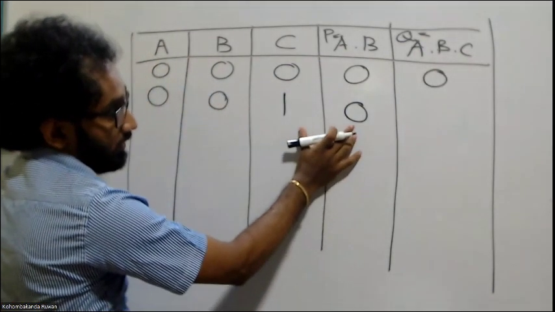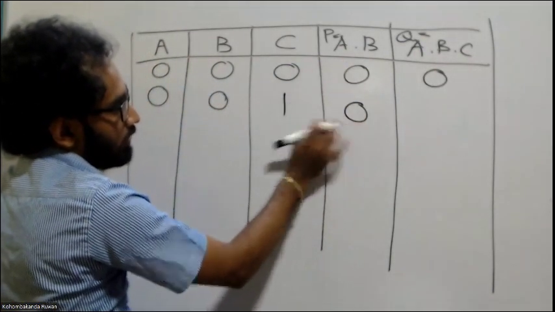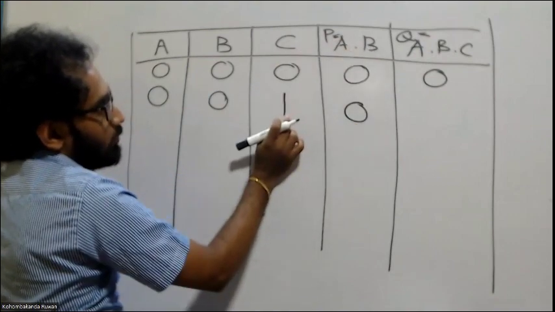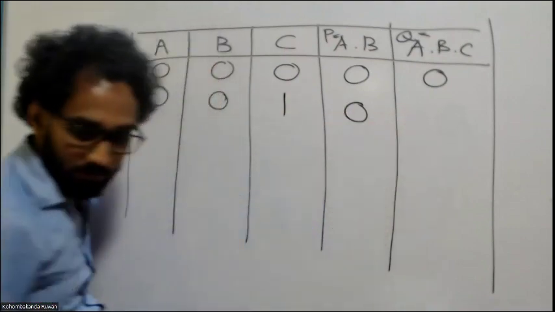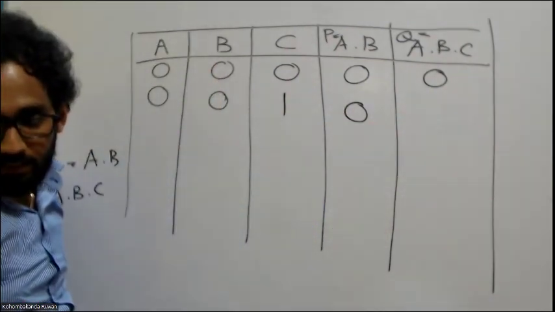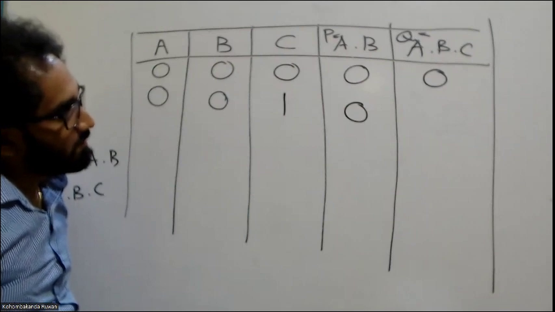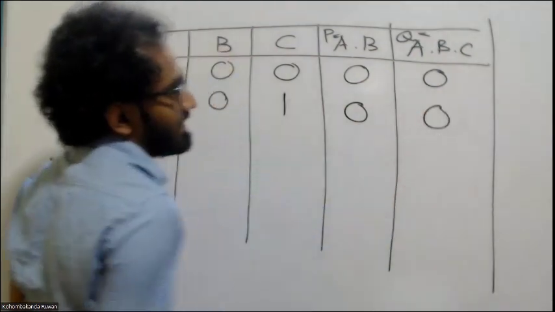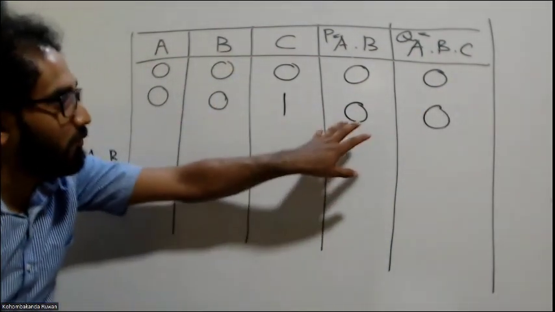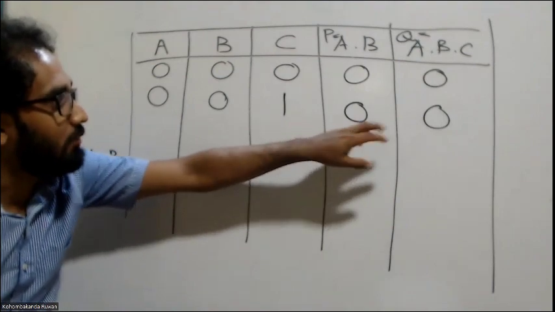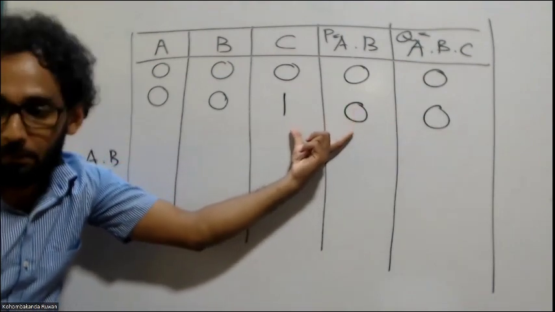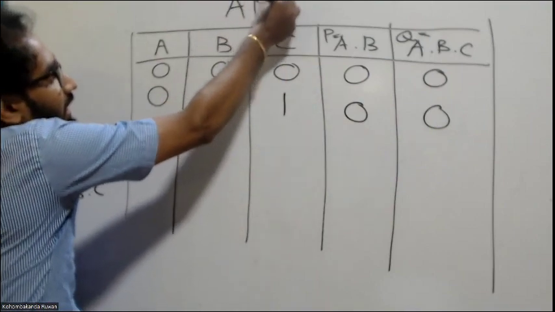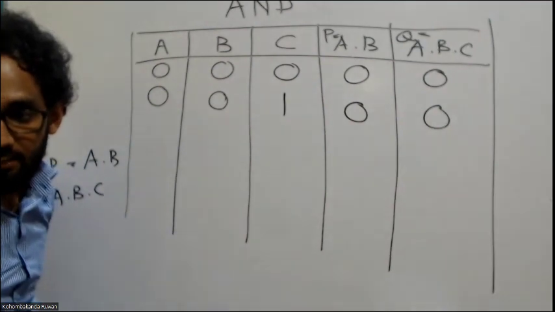Here, look at this one. We have compared this one. A and B is 0, C is 1. What is the result today? 0. Both should be 1. If you want to get 1, both should be 1. Can you remember? This is an AND logic gate.